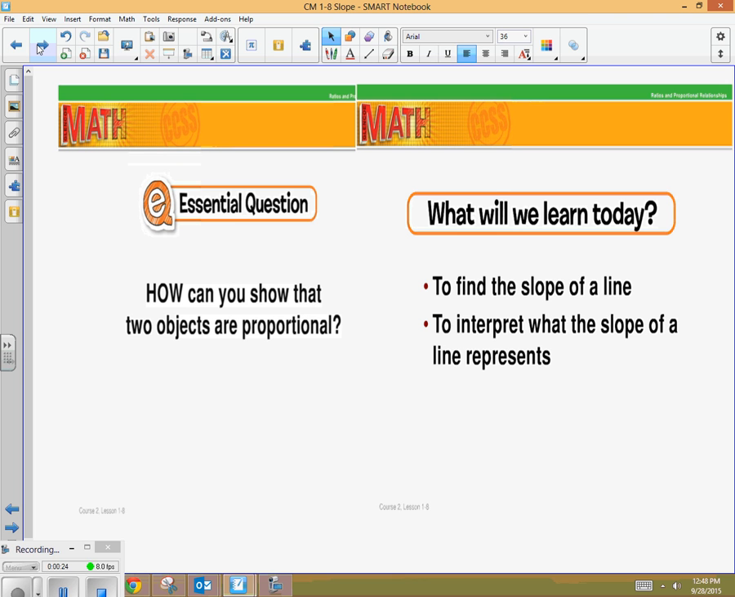To begin, I would like to share our essential question that you should be able to answer by the end of the lesson. The first question is, how can you show that two objects are proportional? And what we are going to learn today is how to find the slope of a line and how to interpret what the slope of a line represents.